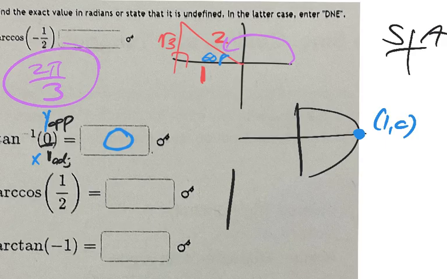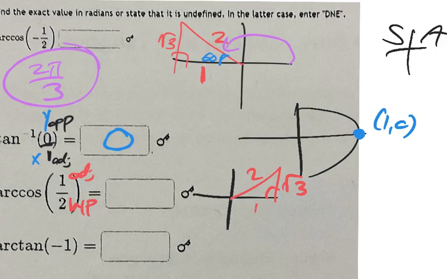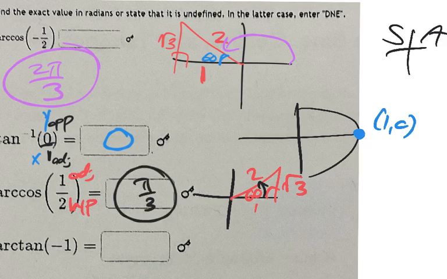Arc cosine of 1/2. Cosine is the adjacent over the hypotenuse. Because this is positive, I'm in quadrant 1. Adjacent's 1, hypotenuse is 2. This is radical 3, which means that's a 60-degree angle, which means how much did I rotate? 60 degrees or pi over 3 radians.